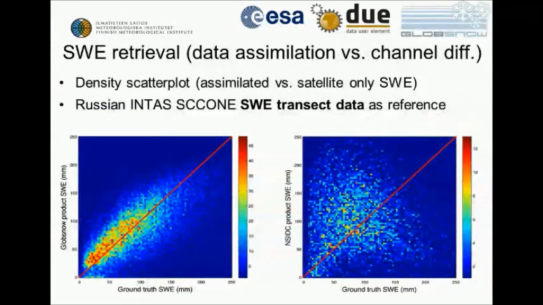So we've been looking at the accuracy of the product. We of course use independent evaluation data, so we have the snow course information coming from Finland, Canada, Russia, and what we are seeing is that the GlobSnow approach, which is shown in the left-hand image, is doing quite a good job if we compare it with the passive satellite retrieval alone, which is the right-hand image. So the image shows you the benefit we get from utilizing the ground-based information in conjunction with the satellite data.